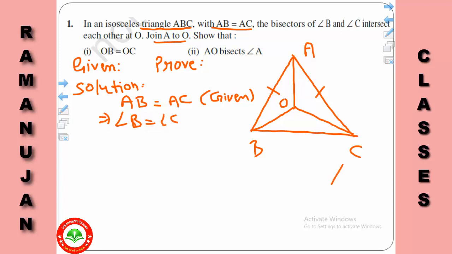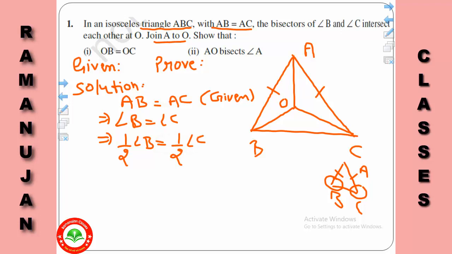We have a triangle ABC. AB and AC are equal. That's why opposite angles are always equal, B and C. If B and C are equal, then their half parts are also equal, half of B, half of C. And we know that BO and CO are bisectors. So it means this angle 1 and this angle 2 are respectively half parts of B and C, and they must be equal. 1 and 2 are equal.